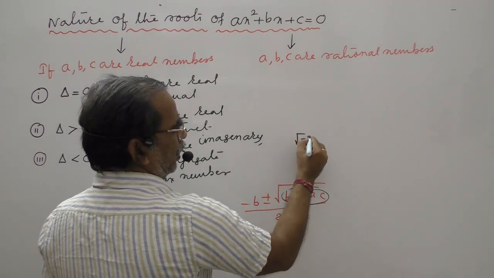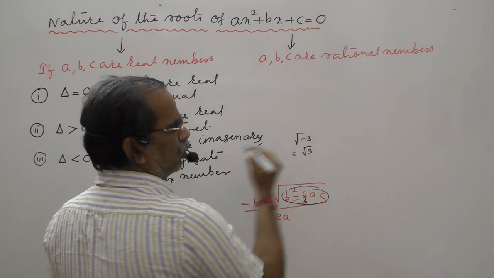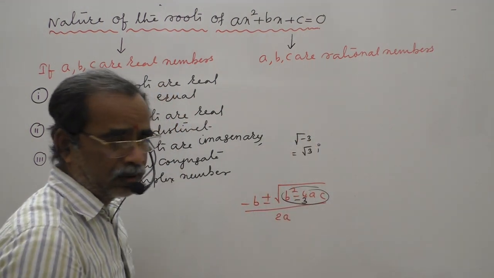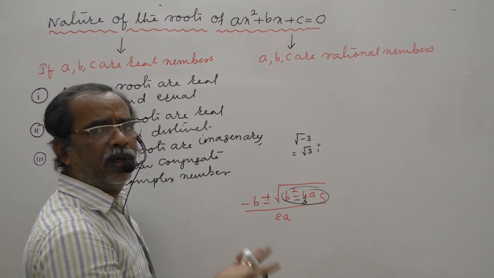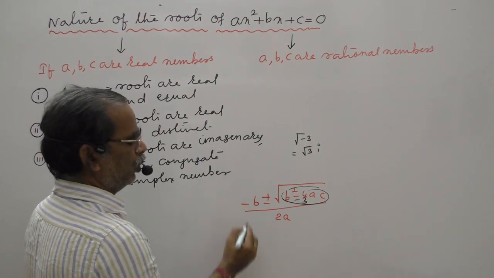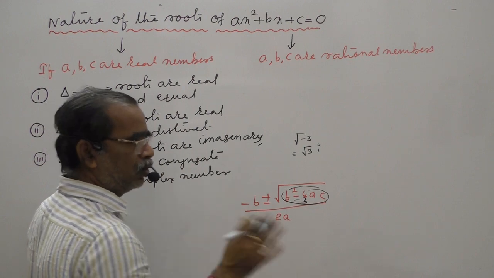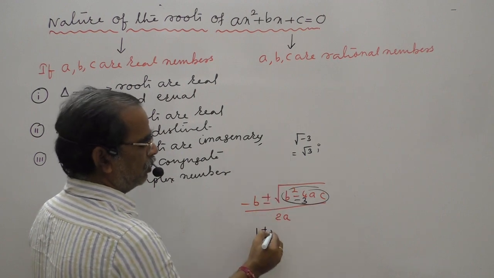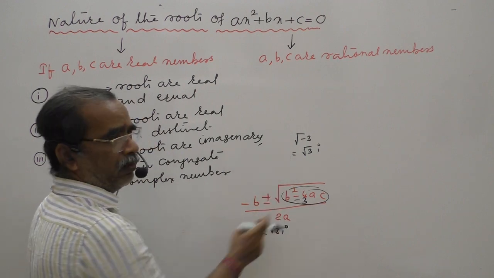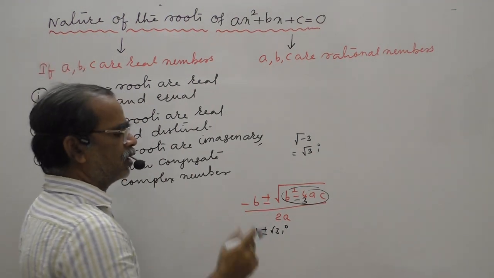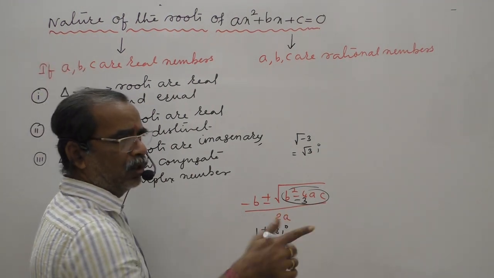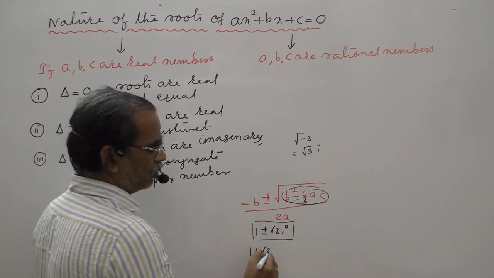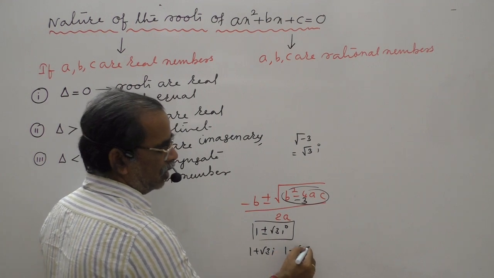For example, if delta is less than 0, suppose delta is minus 3. Then the square root of minus 3 can be written as root 3 into root of minus 1, which is i in complex numbers. Minus b can be any real number. Suppose minus b is 1. Then plus or minus root 3i, divided by 2a. A can be any number, for example suppose 1 by 2. 2 into 1 by 2 is 1. These are the roots. So what are the roots? 1 plus root 3i and 1 minus root 3i.